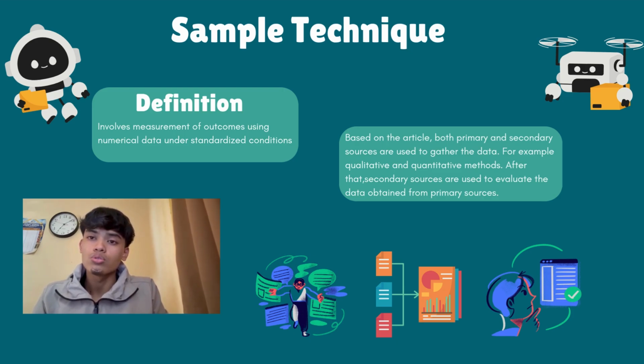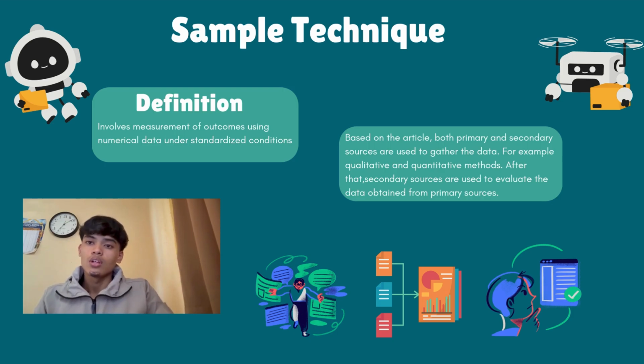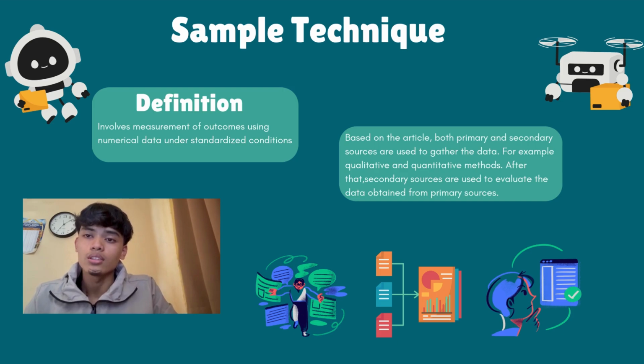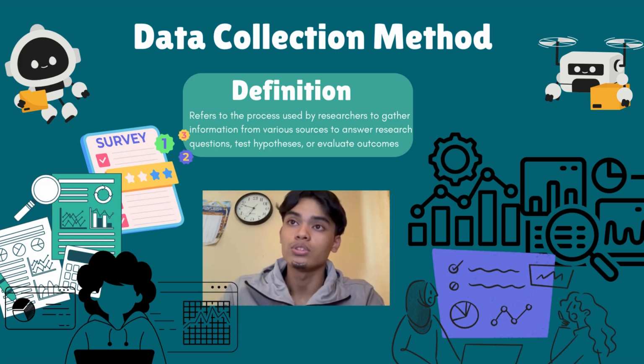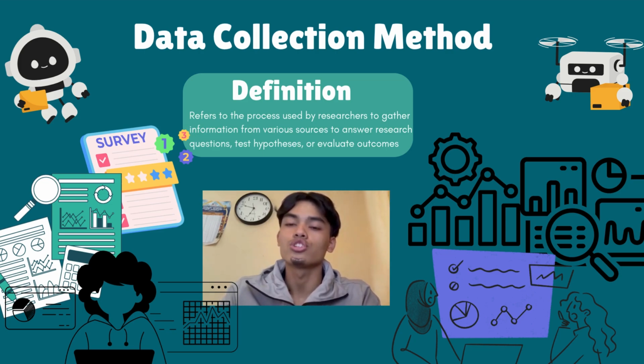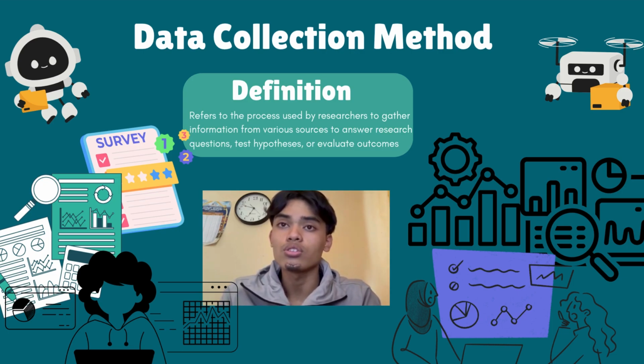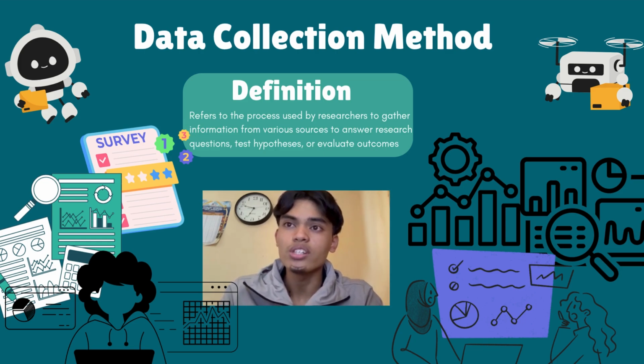Primary and secondary sources are used to gather data. For example, qualitative and quantitative methods. After that, secondary sources are used to evaluate data obtained from primary sources. So we don't have to critique the article because it uses both primary and secondary sources. So the outcomes, opinions and insights about the use of artificial intelligence in communication.